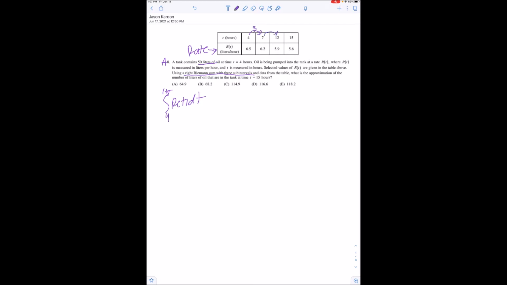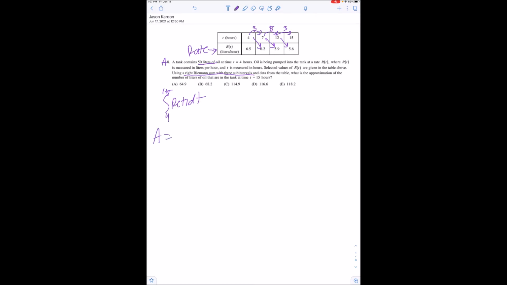From 4 to 7, it's 3. From 7 to 12, it's 5. And from 12 to 15, it's 3. And then since it's a right Riemann sum, we're going to be multiplying them this way. So it'll be 3 times 6.2, 5 times 5.9, and 3 times 5.6. So let's start like that.